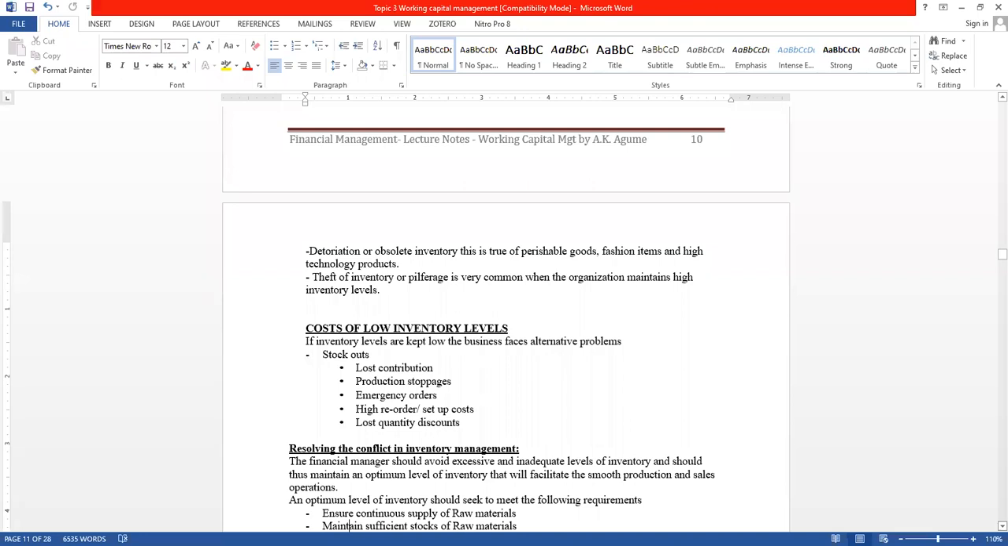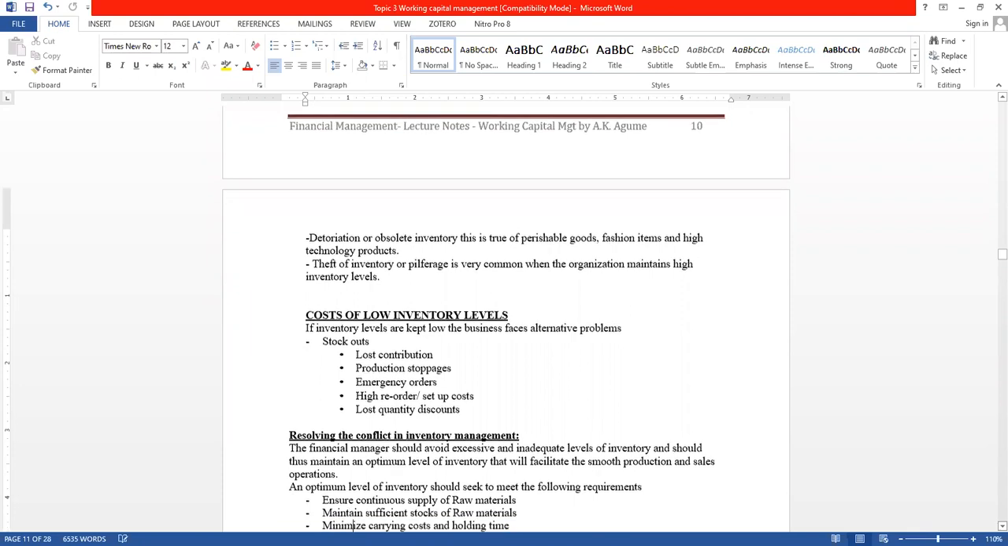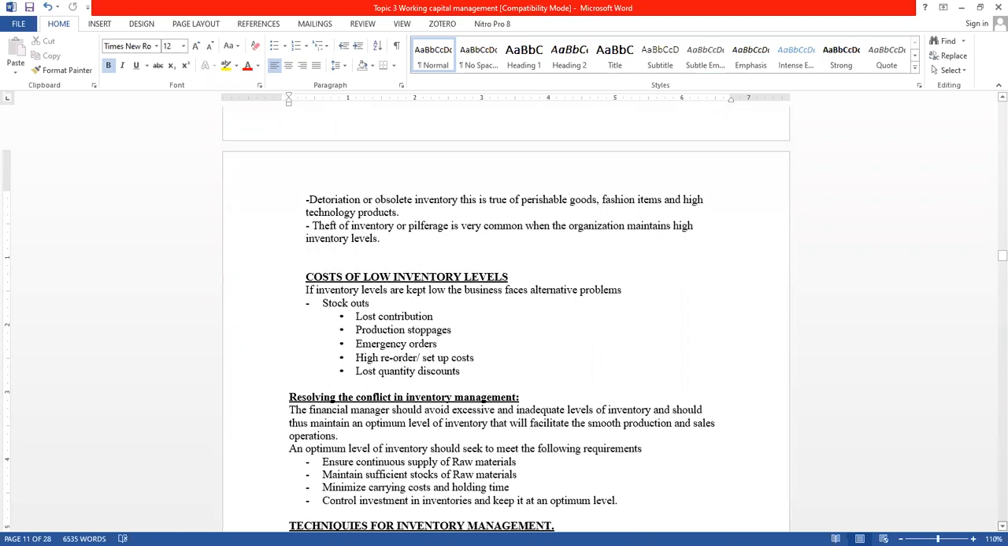So what we need to know is that if the inventory is high, it is not good. If it is also low, it is also not good. So the question is, what can be done to ensure that you resolve the conflict in inventory management? Any financial manager should avoid excessive and inadequate levels of inventory. And of course, you need to maintain an optimum level of inventory that will facilitate smooth production and sales operations.